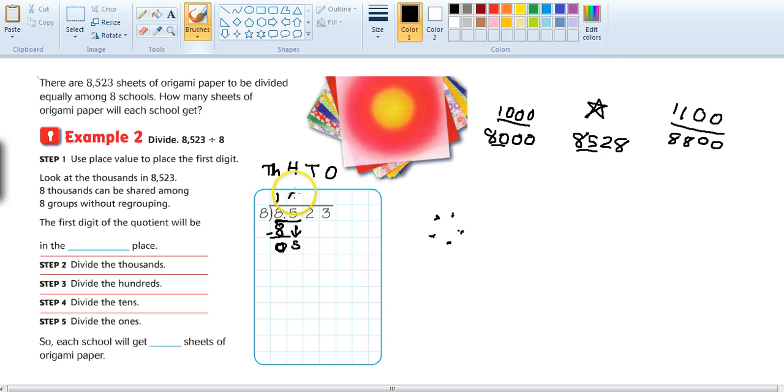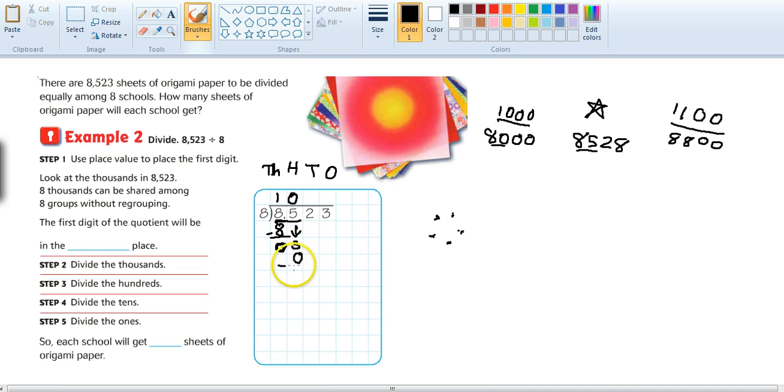I can't get any groups of 8 out of just 5 things. All right, so that's where we write the 0 here. This is the tricky part, when your quotient ends up having zeros as part of the answer to a division problem. Now let's do our multiplication. 0 times 8 is, that's right, 0.